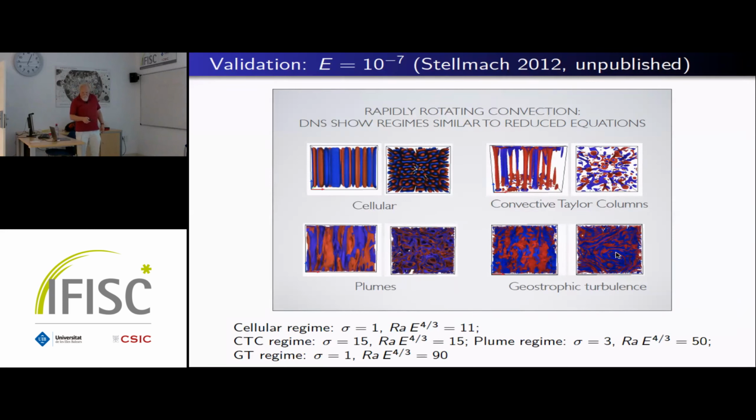So we've tried to validate this against DNS. Of course, DNS have to be done at finite Rossby number or finite Ekman number. Stefan Stellmach did the first calculations of this type. He found the cellular mode. This is the side view. This is the top view. He found these columnar structures we talked about, the plume state and the geostrophic turbulence state. Maybe if you have good eyes, you might even say there is a large-scale vortex appearing there.